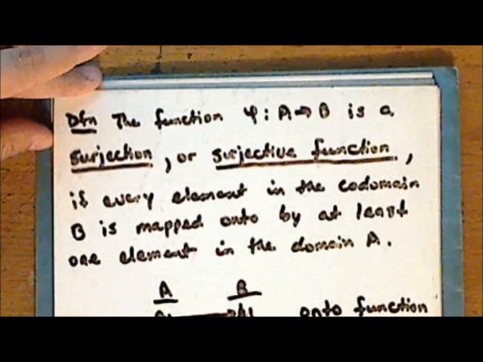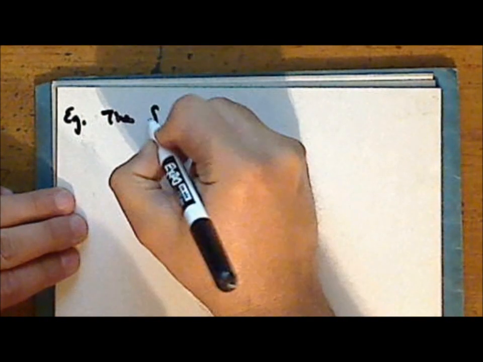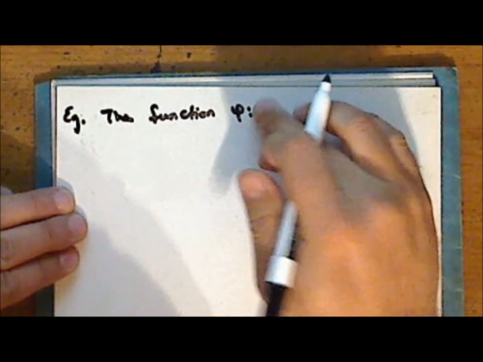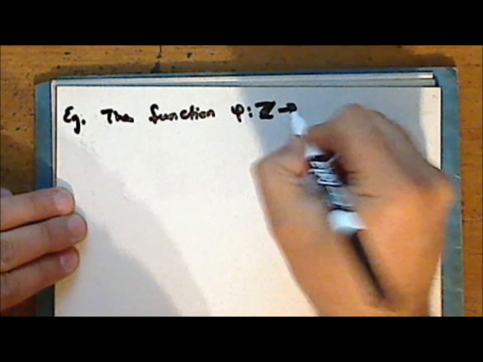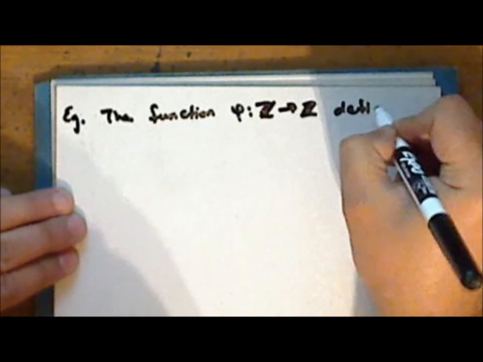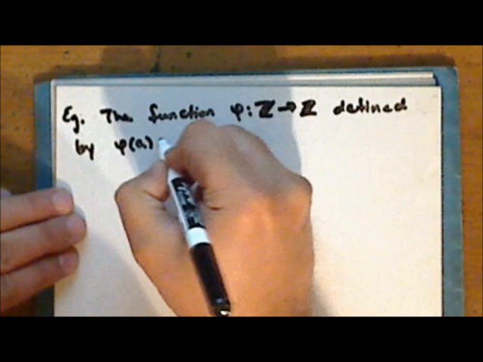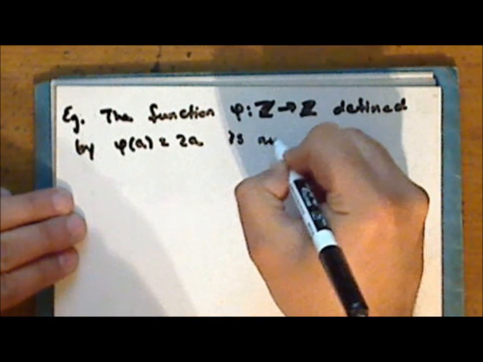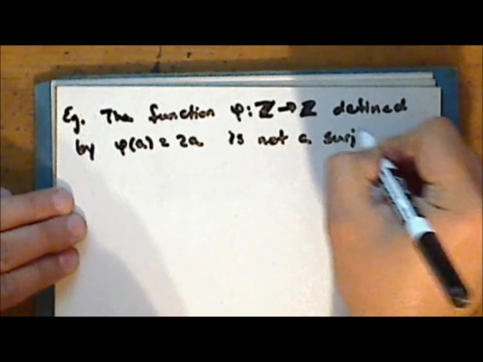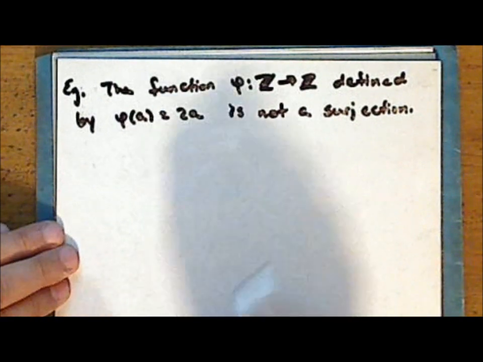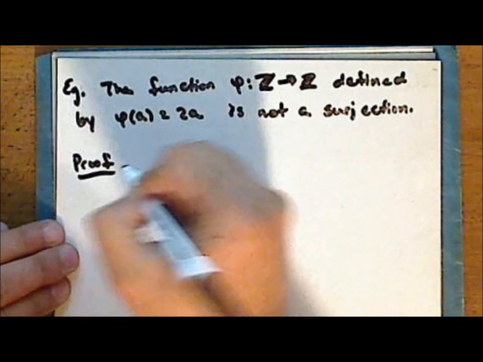So let's look at an example first of a function that is not a surjection. The function phi from the integers back into the integers defined by phi of a is 2 times a is not a surjection. Now we have seen that this function is an injection, but it is not a surjection. And we'll show this by counterexample.